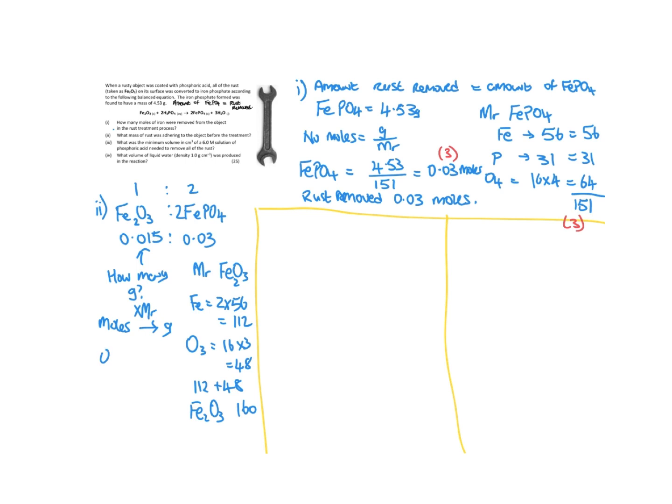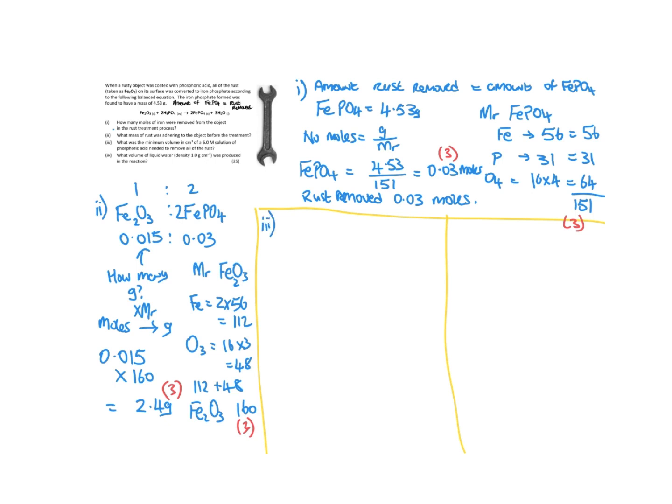Now, we know to go from moles to grams, you have to multiply by the molecular mass. So I can do 0.015 and multiply that by 160, and that will give me 2.4 grams. And for the marks, there were 6 marks for this part of the question. There were 3 marks going for the final answer and 3 marks going for your molecular mass.